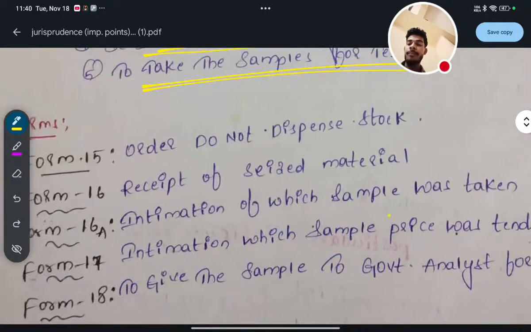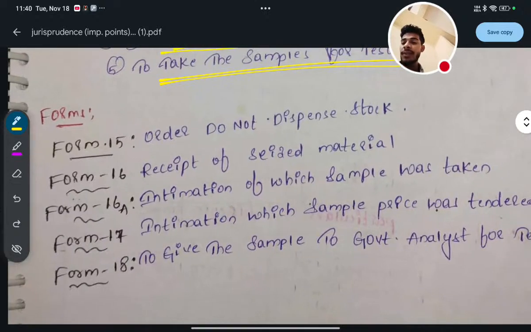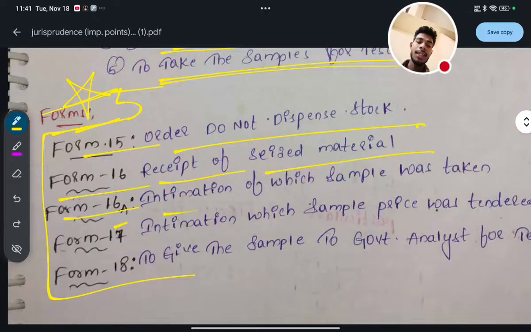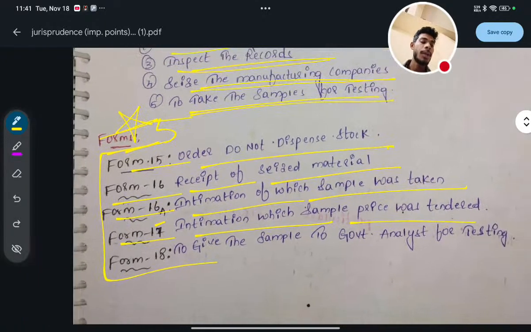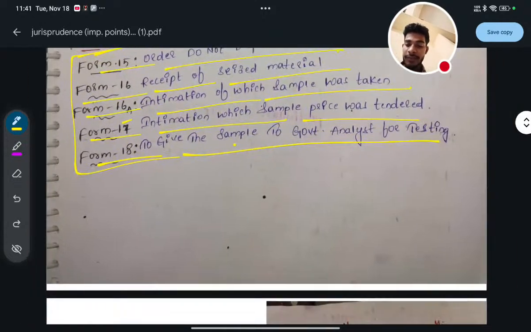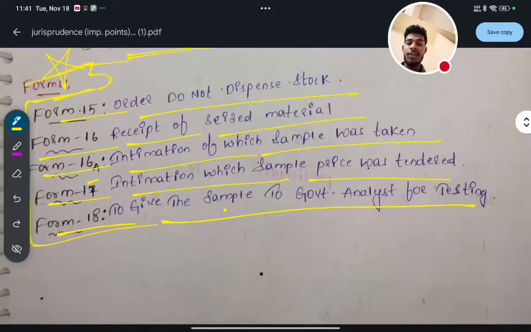Okay. Next, forms. These forms are very important. You have to remember that. You can put 5-star here. Form 15, order not to dispense stock. Form 16, receipt of seized material. Form 16A, intimation of which sample was taken. Form 17, intimation of which sample price was tendered. Form 18, to give the sample to the government analyst for testing. These forms are very important. You can take a screenshot also.